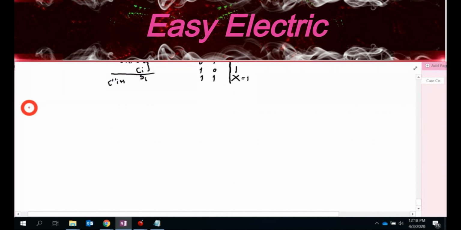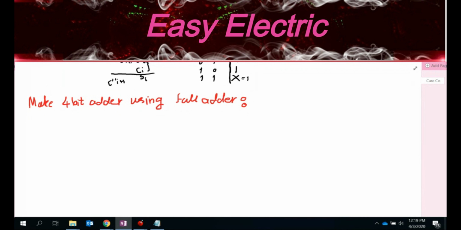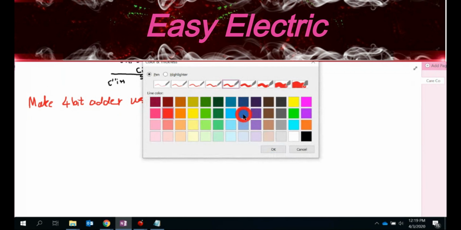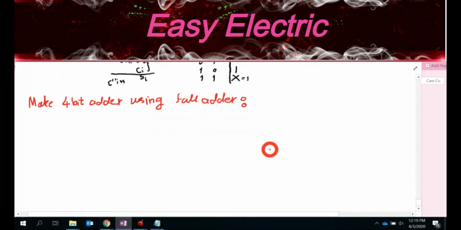How we want to do this. We want to actually make or design the 4-bit adder using full adder. Okay, so the tools that we have is just full adder.